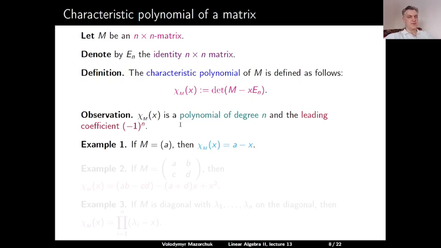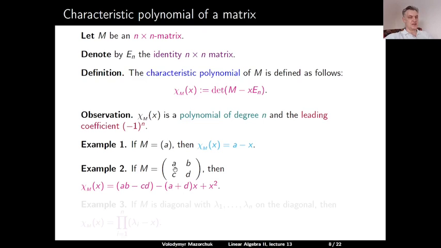So for example, if M is the 1-by-1 matrix consisting of a, then the characteristic polynomial by definition is a minus x. The second example, if M is the general 2 times 2 matrix with entries a, b, c, and d, then the characteristic polynomial of this matrix is x squared minus (a plus d) times x plus ad minus bc.